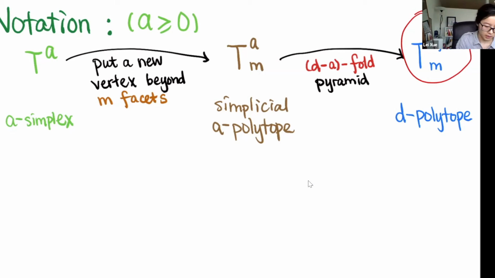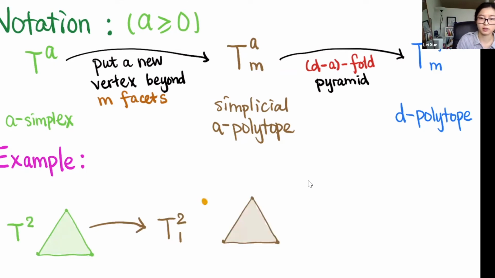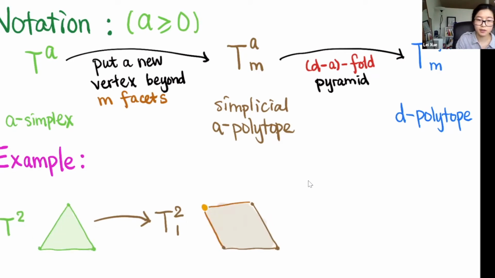Okay, here's an example. So we start from a 2-simplex, which is a triangle. And if we want to arrive at T2 sub 1, then we're adding this new vertex beyond exactly 1 facet of this triangle. So how about here, right? It's beyond exactly 1 facet, which is this. And we take the new convex hull.